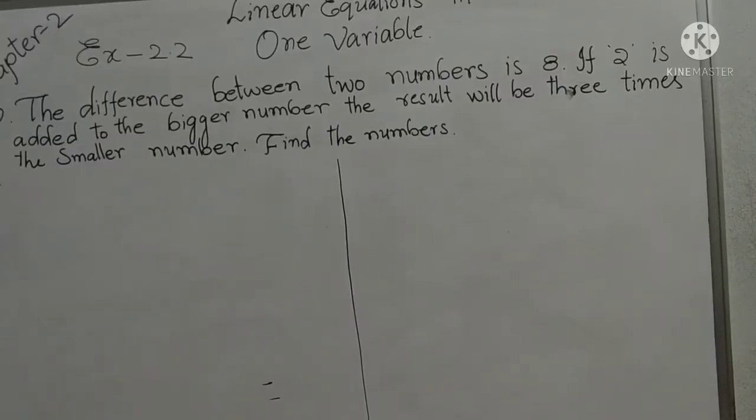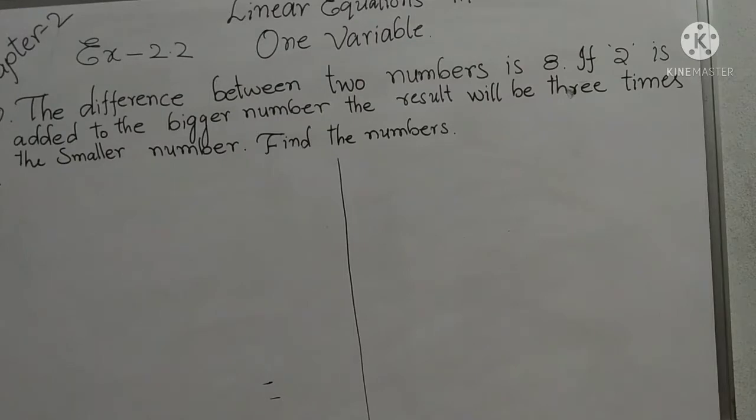In the last class, we explained exercise 2.2, and the first Roman numeral was completed. Second chapter, linear equations in one variable, exercise 2.2, the second problem up to the first Roman numeral is completed. Today we are going to the second problem onwards.